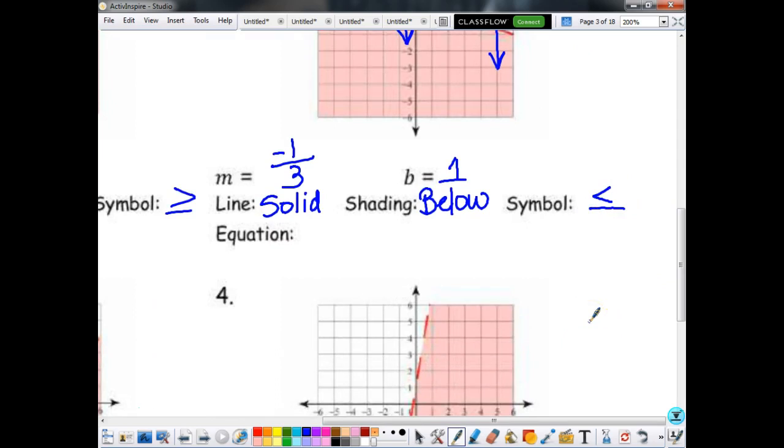So now you have all the information required, so you can start writing y is less than or equal to m, which is -1 over 3, x plus b, which is 1. And that would be the equation of that line. Okay, try number 3. Go ahead and pause it and try number 3.